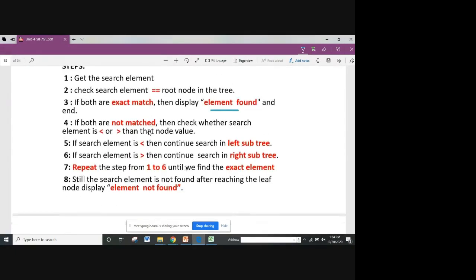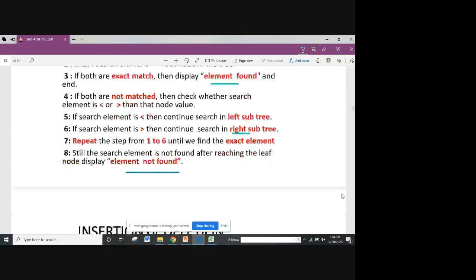Otherwise you will be checking, exactly like your binary search tree, which I told you. You will check whether the searching element is less than or greater than the root node. If it is lesser, go to the left subtree and search. If it is greater, go to the right subtree and search. Still, if you are not able to find it, even after so many recursions or steps, you can tell that the element is not found.